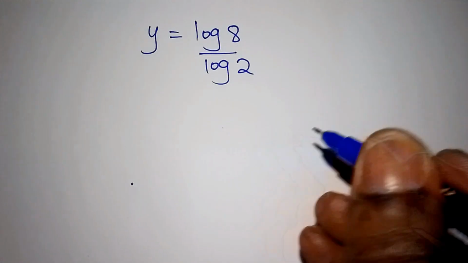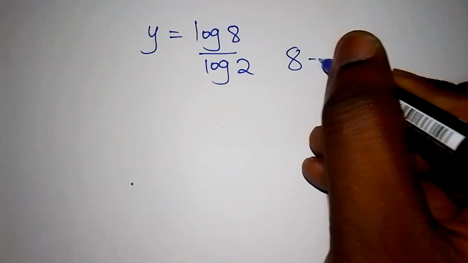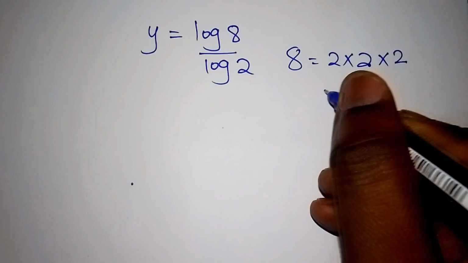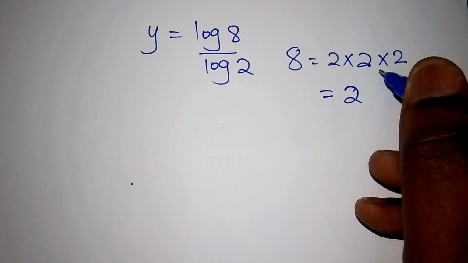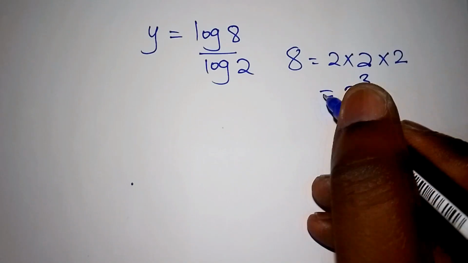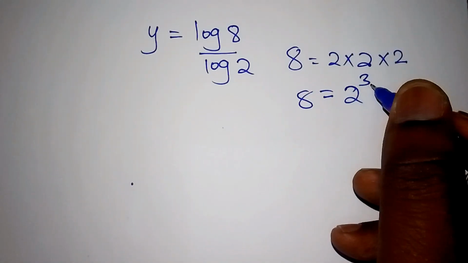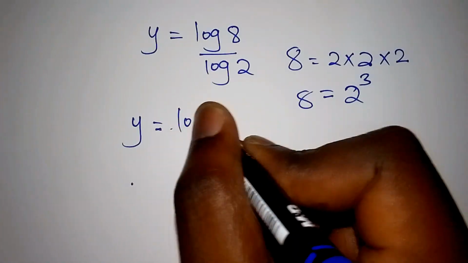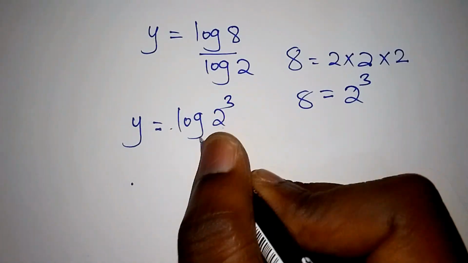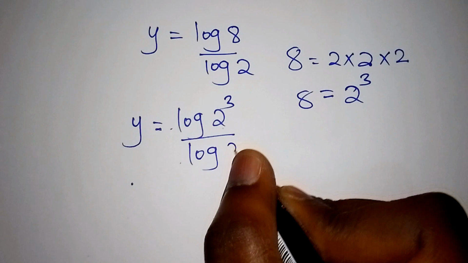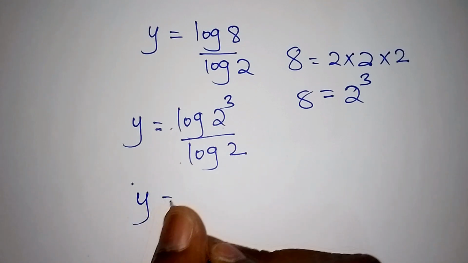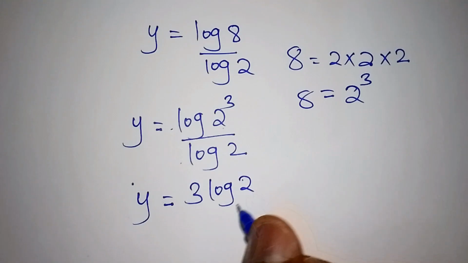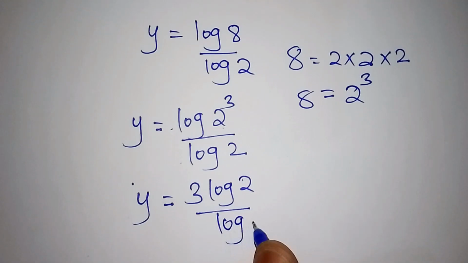So let's now check the value for 8. For the value for 8, you can have 2 multiplied by 2, that is 4, then 4 multiplied by 2 is 8. So now we shall have 2 to the power of 3. So now 8 can also be written as 2 to the power of 3. So now y is equal to the log of 2 to the power of 3 all over the log of 2. So now our value for y, this can also be written as 3 log of 2 all over the log of 2.